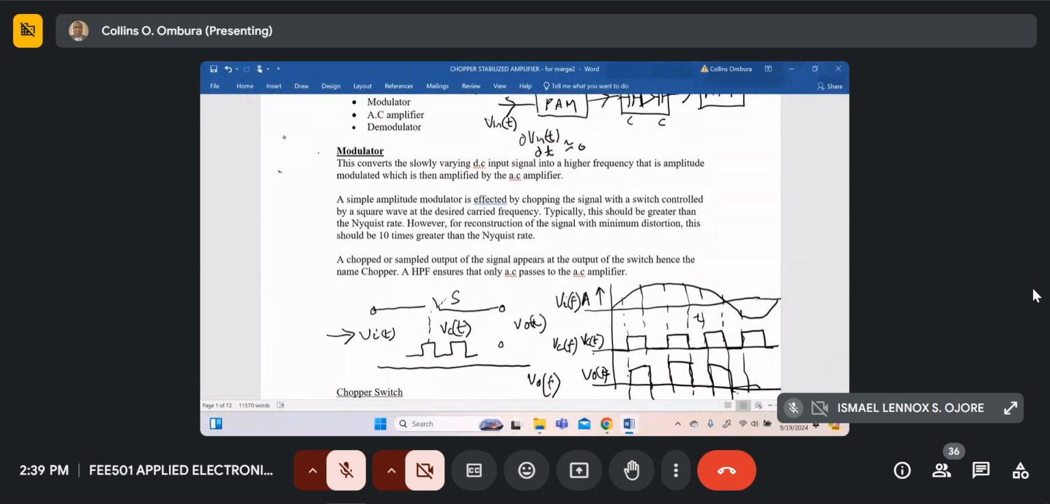So in the time domain, V naught of t is equal to Vi of t times Vc of t. So how do we get V naught of F? How do you get V naught of F, somebody?